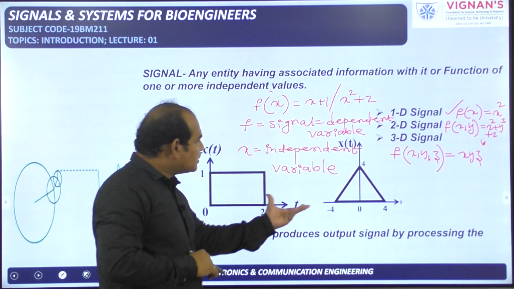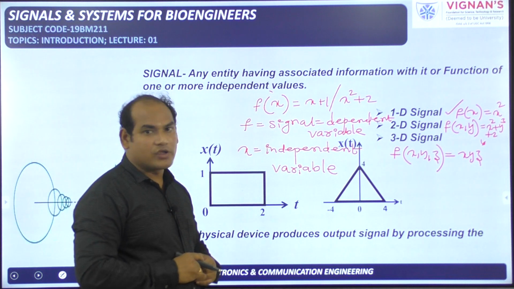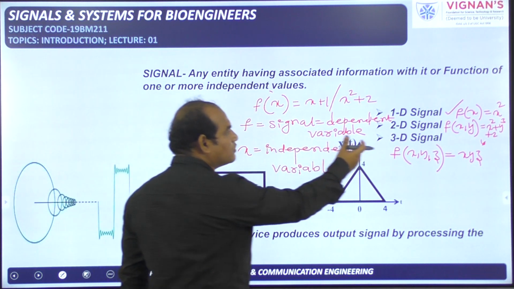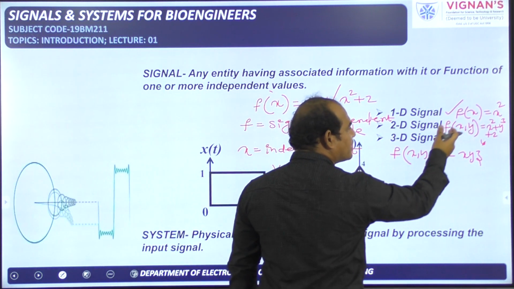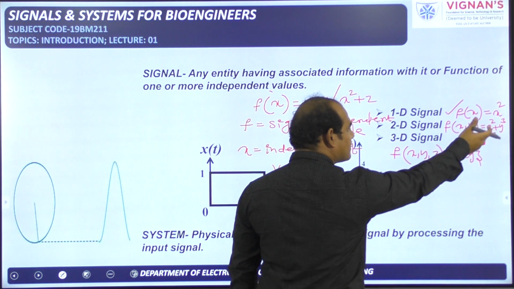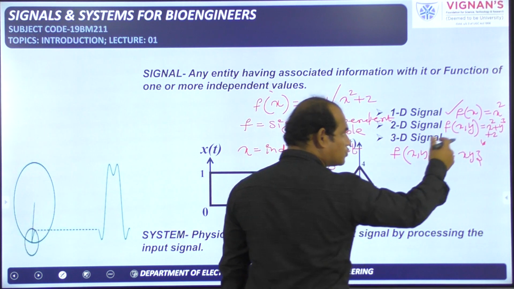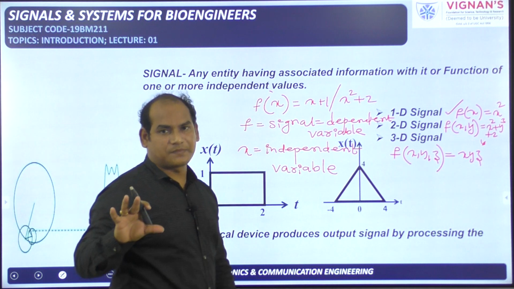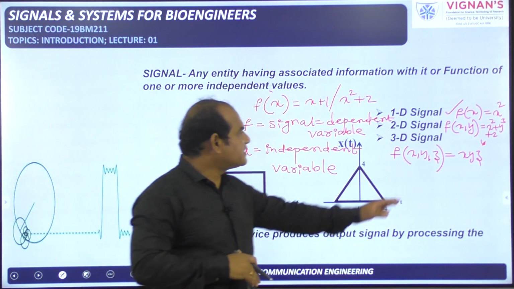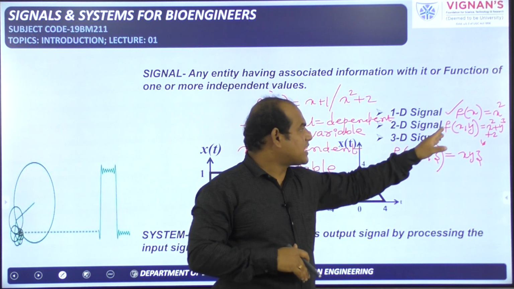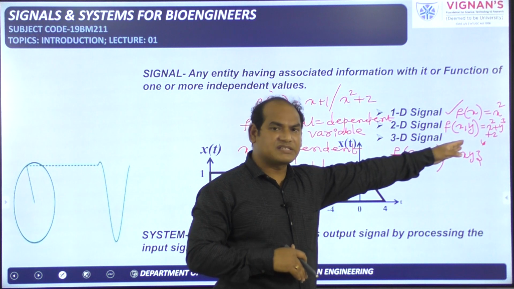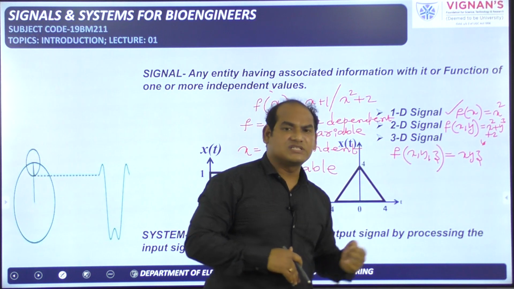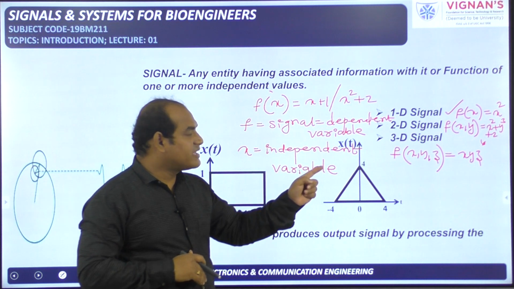Next, here two graphical representations I have given. Whatever I have written till now, f of x is equal to x square, f of x comma y is equal to x square plus z plus y cube plus 2. All these things are mathematical representations: mathematical representation of the signal f of x, of the signal f of x comma y, and of the signal f of x comma y comma z.